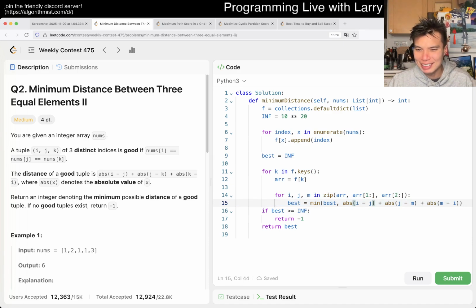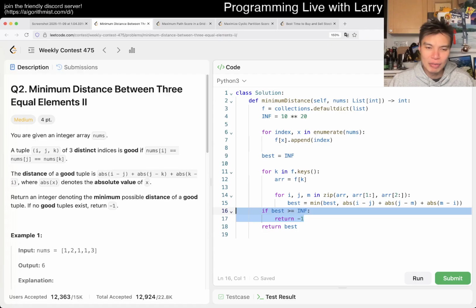You can even just write this as, you just look at two adjacent elements, right? And then, of course, if it's not possible, then we return -1. And that's it. That's all I have for this one.